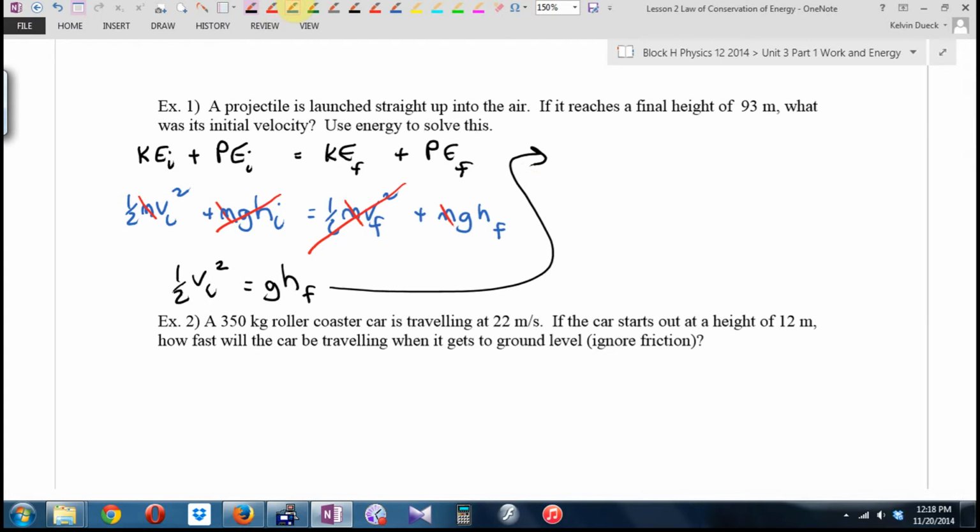What's this question asking me to find? Oh, let's get the VI by itself. How? So I'll get a square root of 2GH. Is that right, Darian? I hope. Yeah.